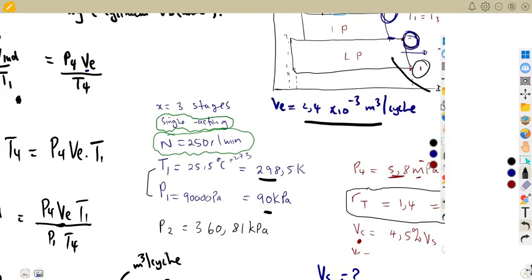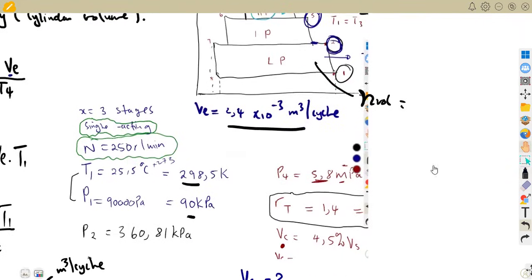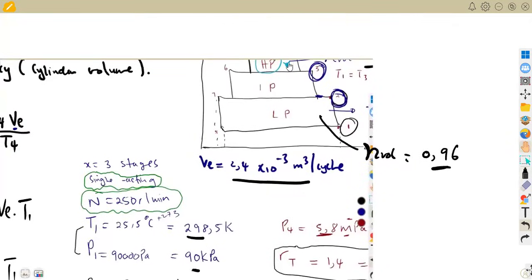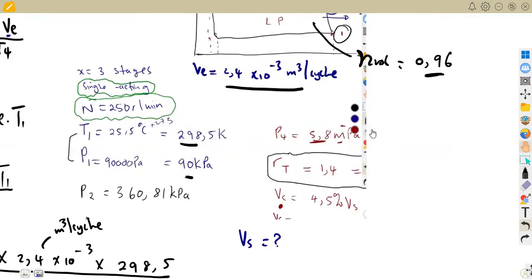Remember, on the low pressure there, we were given the volumetric efficiency of the low pressure, which was 0.96, if you still remember. And I talked about the volumetric efficiency at each stage, all right? There we used the one on the high pressure because it was for the high pressure. This time, these questions are for the low pressure.